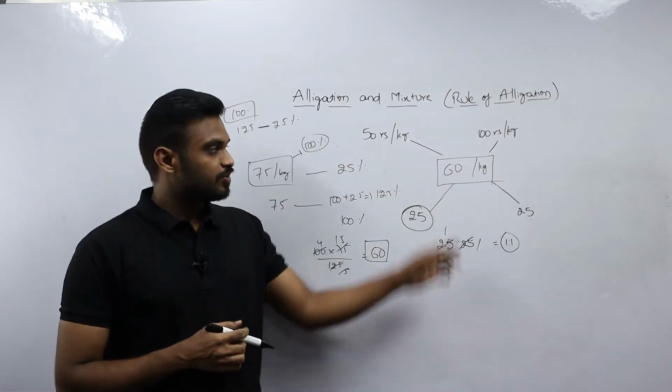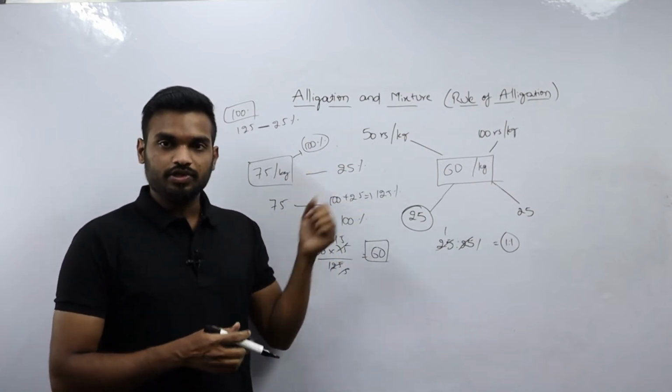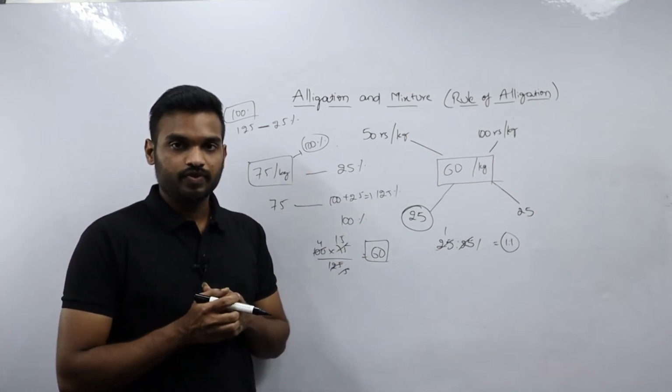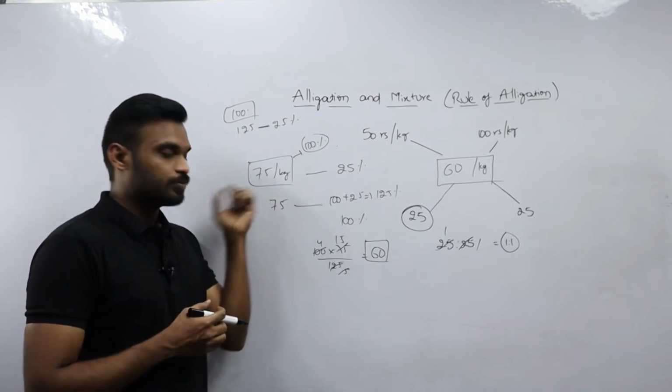Actually, the concept in the earlier example and this example is the same, but in this example they are extending the question a little bit. They are saying the resultant quantity is sold for 75 rupees per kg.